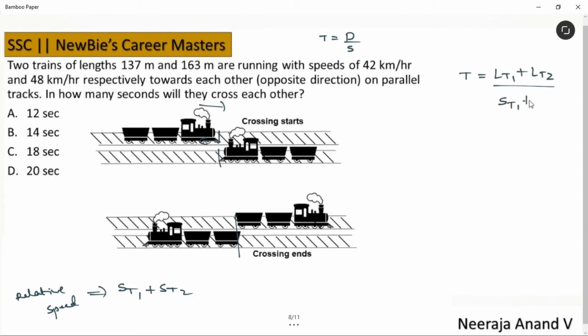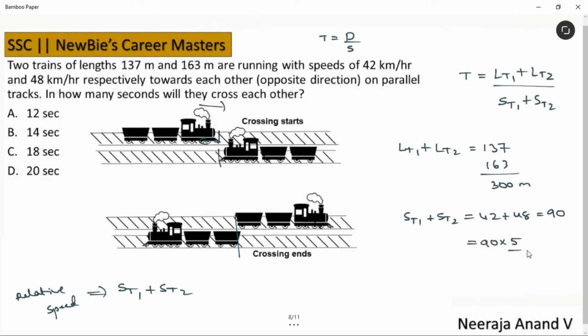Speed of the train 1 plus speed of the train 2. Very simple. Let's take the values now. Length of the train 1 plus length of the train 2 is equal to 137 plus 163, which is 300. Okay, 300 meters. Now, speed of the train 1 plus speed of the train 2, we get 42 plus 48, we get 90, but it is in kilometer per hour, right? Yeah, we need this in meter per second.